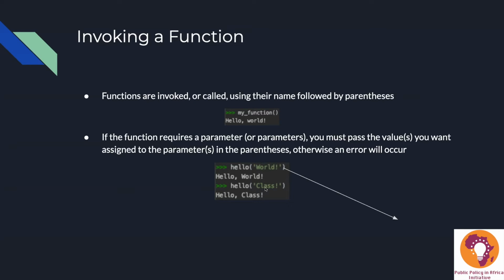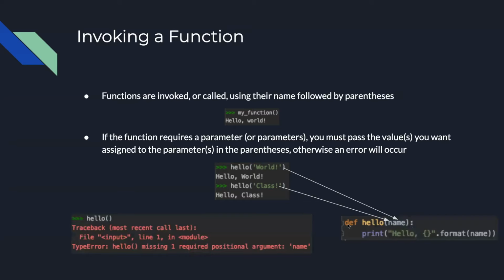Alternatively, I can pass any other string there, and I can say hello to the class, and hello class is printed out to the console. So here's the function once again, just to show what's going on. The world and the class are what's lining up with name here. They're taking the value of name, so anywhere name is used within the function definition, it'll refer back to the parameter passed.